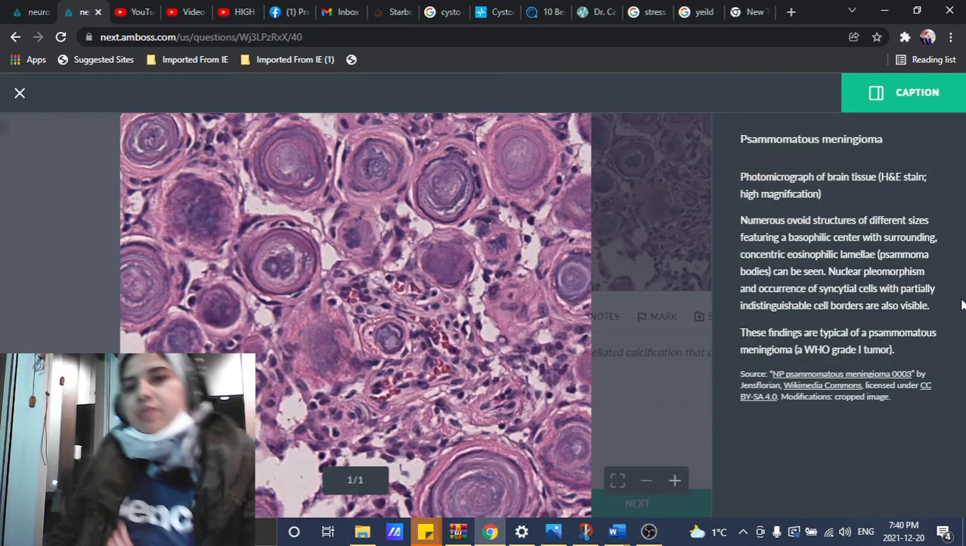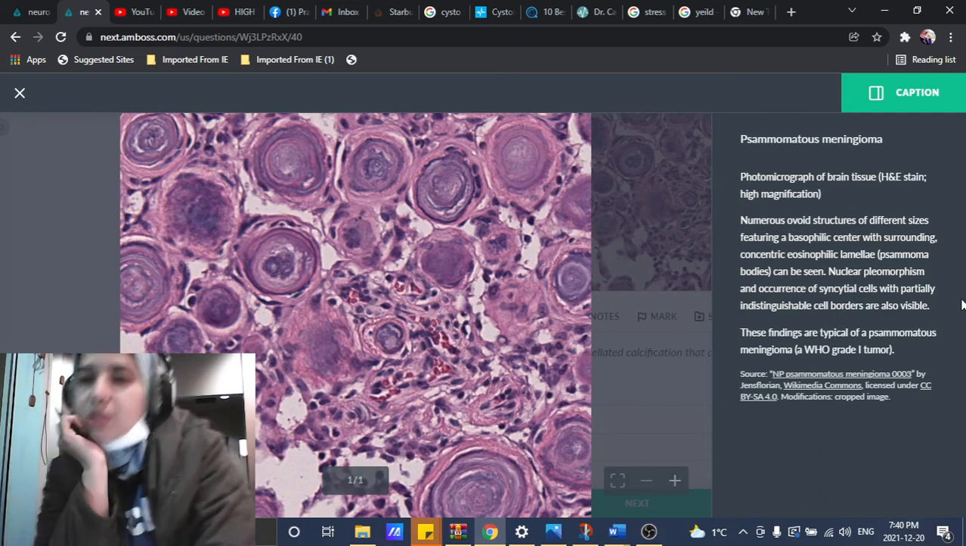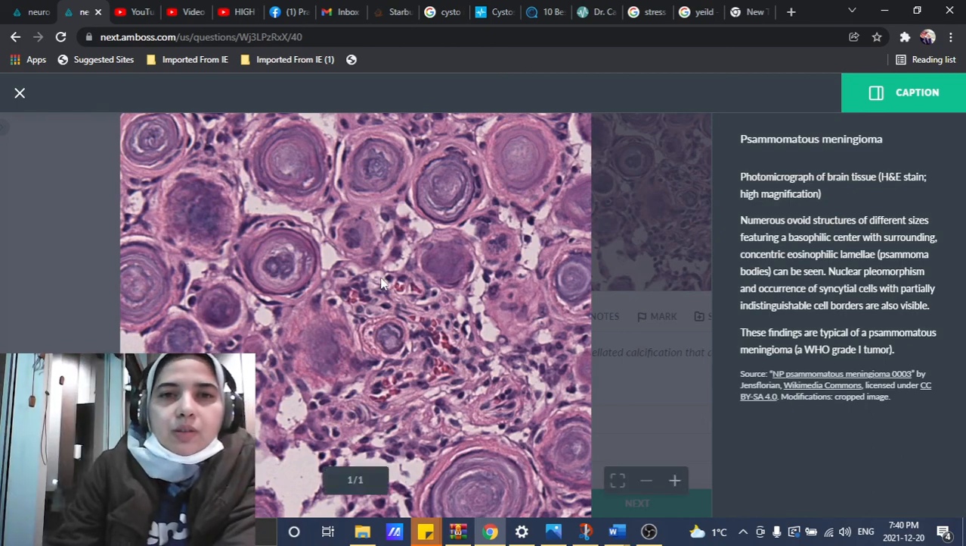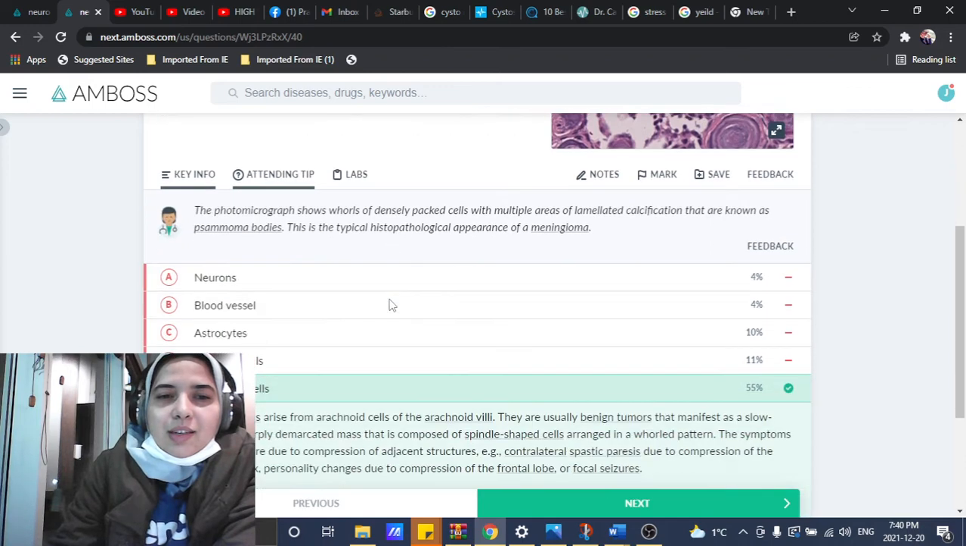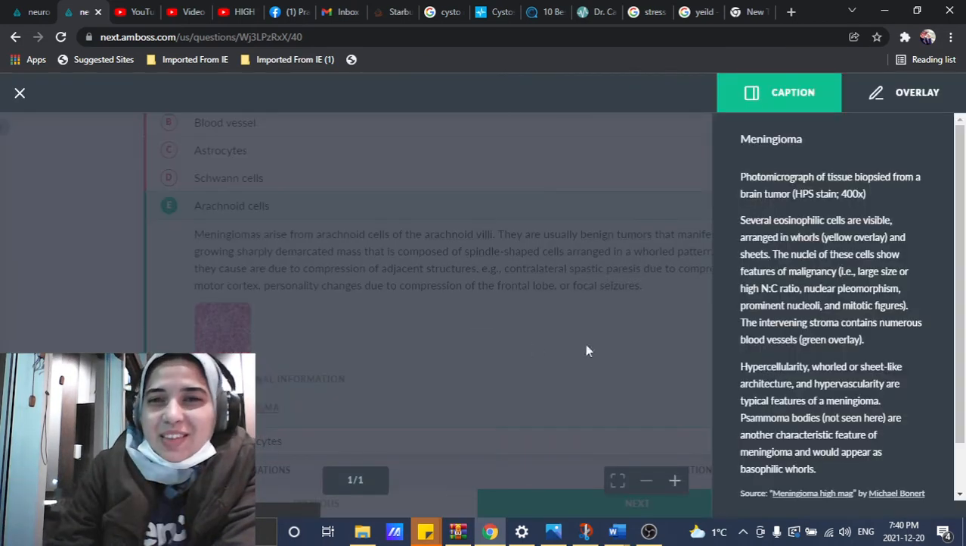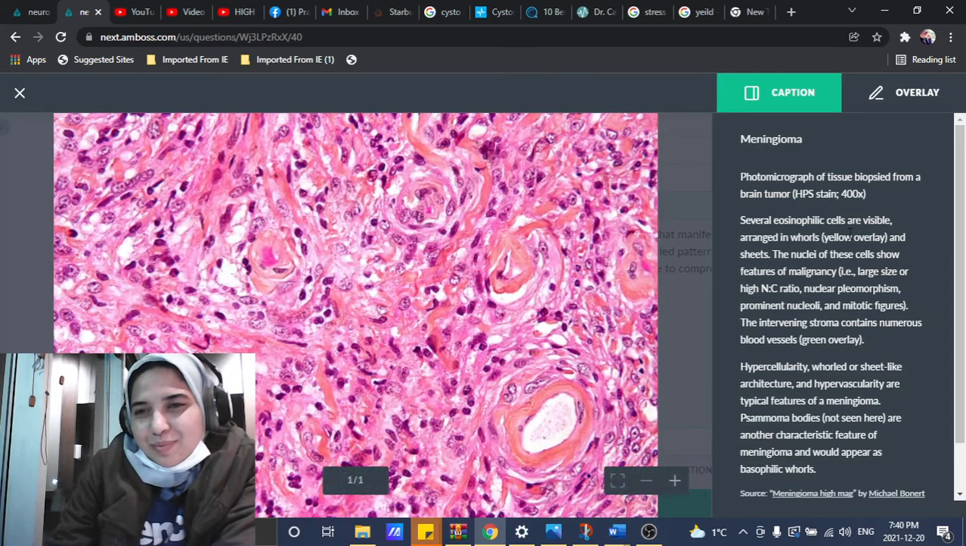Numerous ovoid structures of different sizes, with a basophilic center and surrounding concentric acidophilic lamellae. Okay, whorled meningioma. That's what it looks like. This is how it looks when you're studying. It's not sophisticated at all. Okay, meningioma.